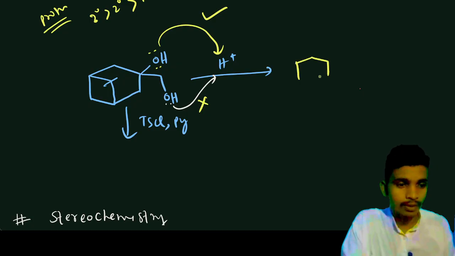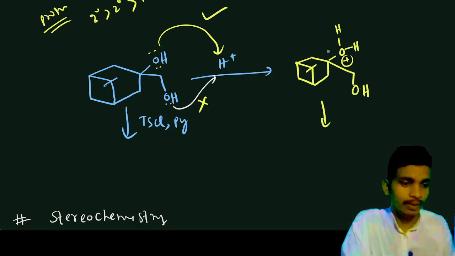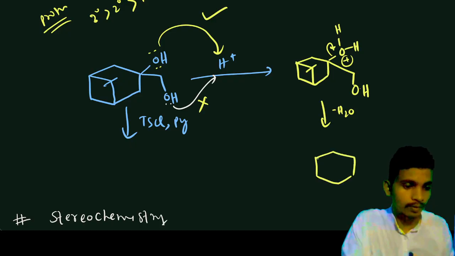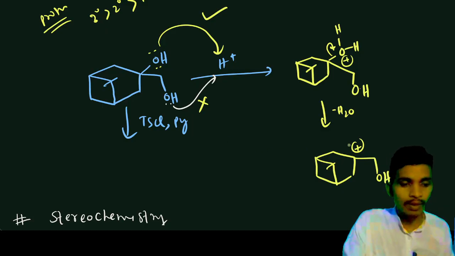So that product is, here we have the OH lone pair attack, so there is going to be a positive charge here, and it is going to be OH. Now what will happen is this will leave as minus water, so we are going to get a positive charge here, and this is going to be the OH.